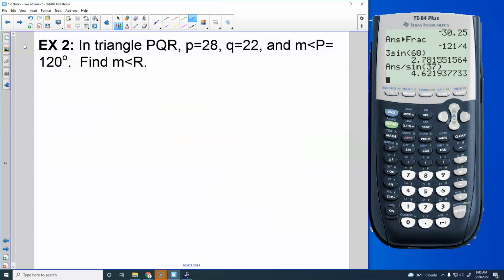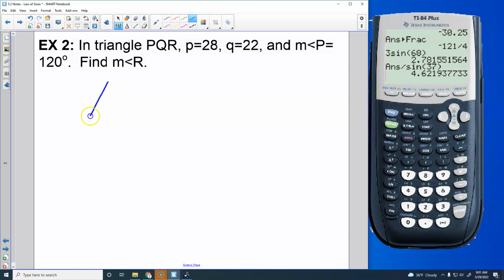Alright, so for this one, we have triangle PQR. P is 28, Q is 22. Measure of angle P is 120. We need to find R. So remember, capital letters are our angles. Lowercase letters are the sides across from those angles.